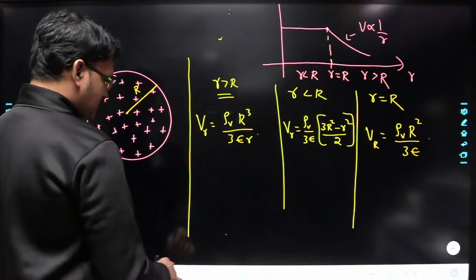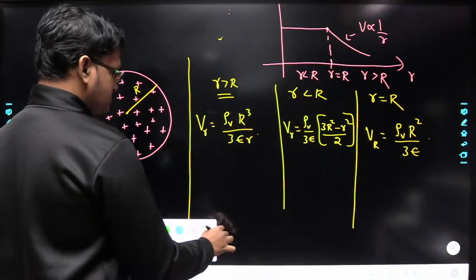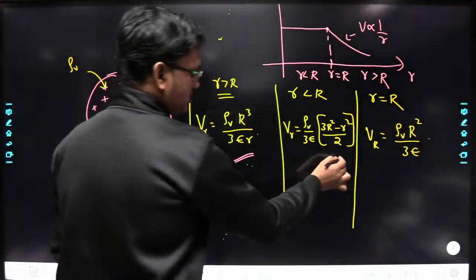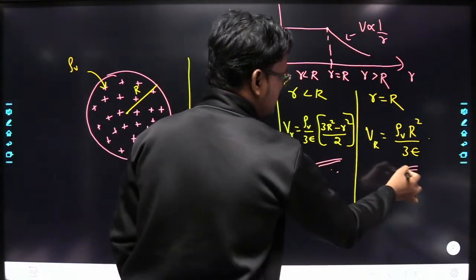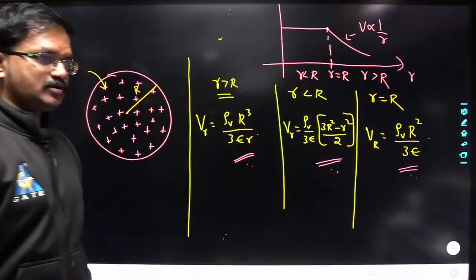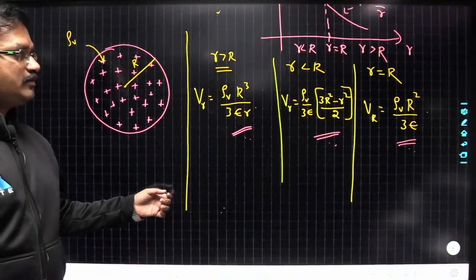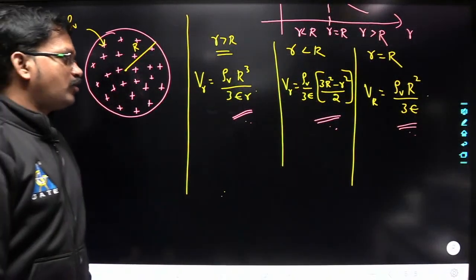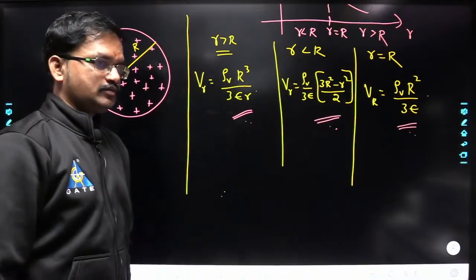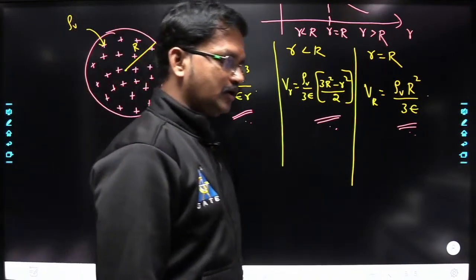Are all the expressions correct here? Whatever I have written, all the expressions are correct. Please check here. We have already derived all these things in the previous session, right? Alok Kumar, please check whether all the potentials that I have written are correct or wrong. All are correct now?